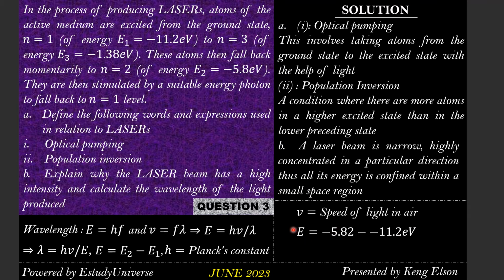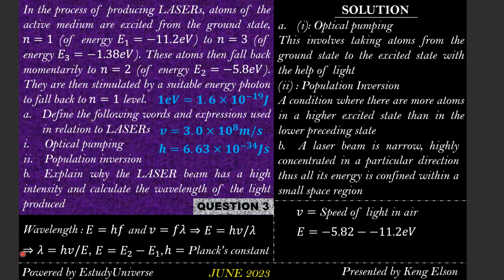Now that energy becomes: E2 was given as negative 5.8 electron volts, E1 was given as negative 11.2 electron volts. So when we take negative 5.8 minus negative 11.2, the result is going to be in electron volts. You will get your answer in electron volts, but now we have to do the conversion. 1 electron volt in terms of energy is 1.6 times 10 to the negative 19 joules. The speed of light in air is 3.0 times 10 raised to the power 8 meters per second, and Planck's constant is 6.63 times 10 raised to the power negative 34 joule seconds.